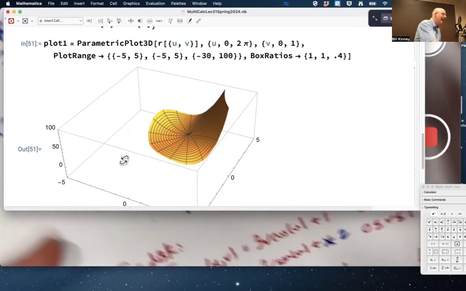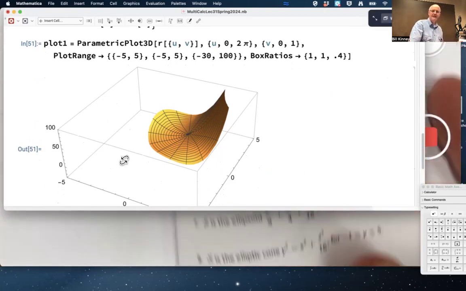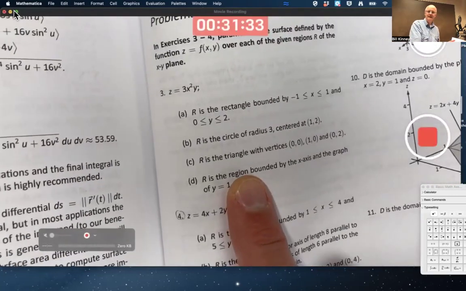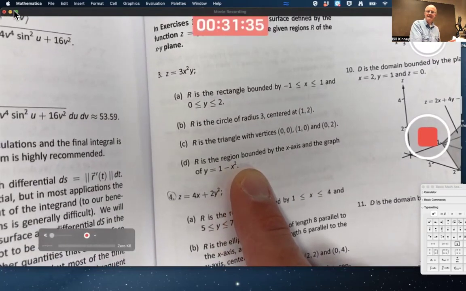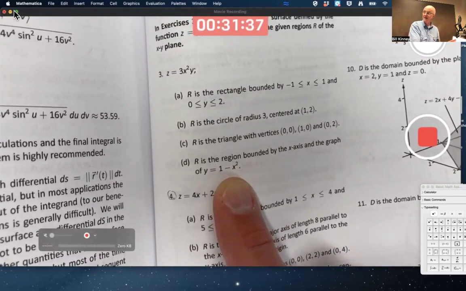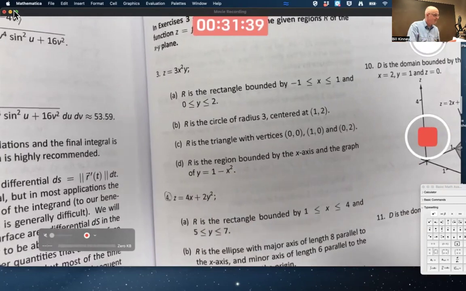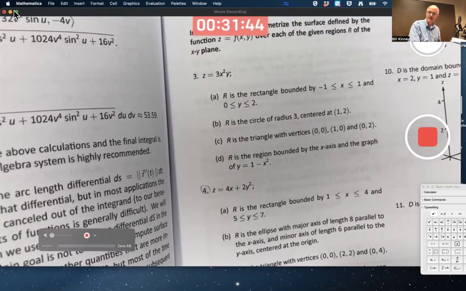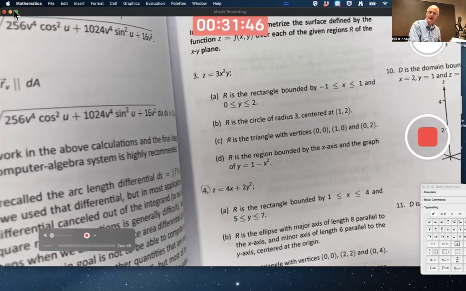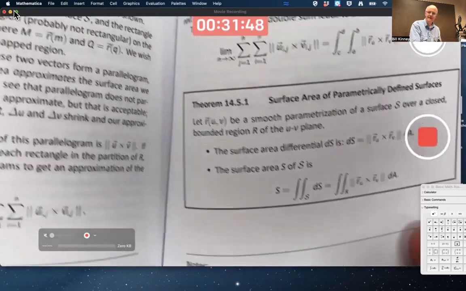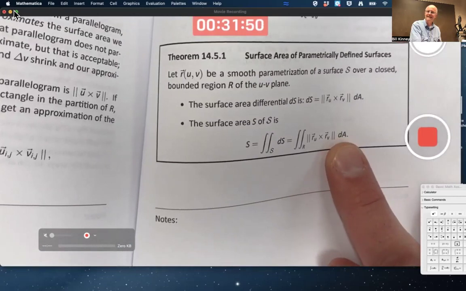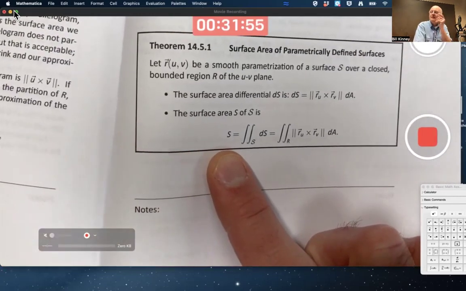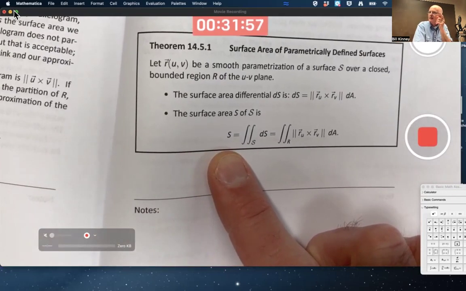The book in this problem asks you to do more, to also parameterize it over a triangle and over a region bounded by the x-axis and the graph of y equals 1 minus x squared. I do want to try to get to those things, but we also need to do something else. We need to find the surface area of these things with this formula. Number 3 doesn't ask you to do so, but let's do so anyway.